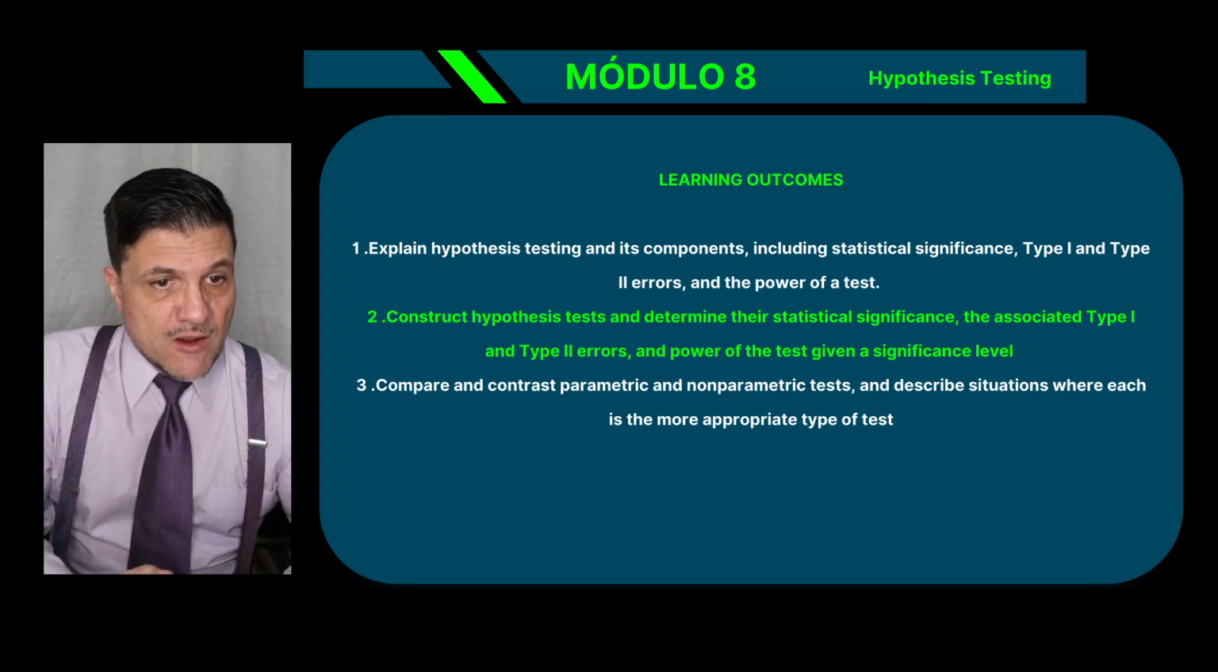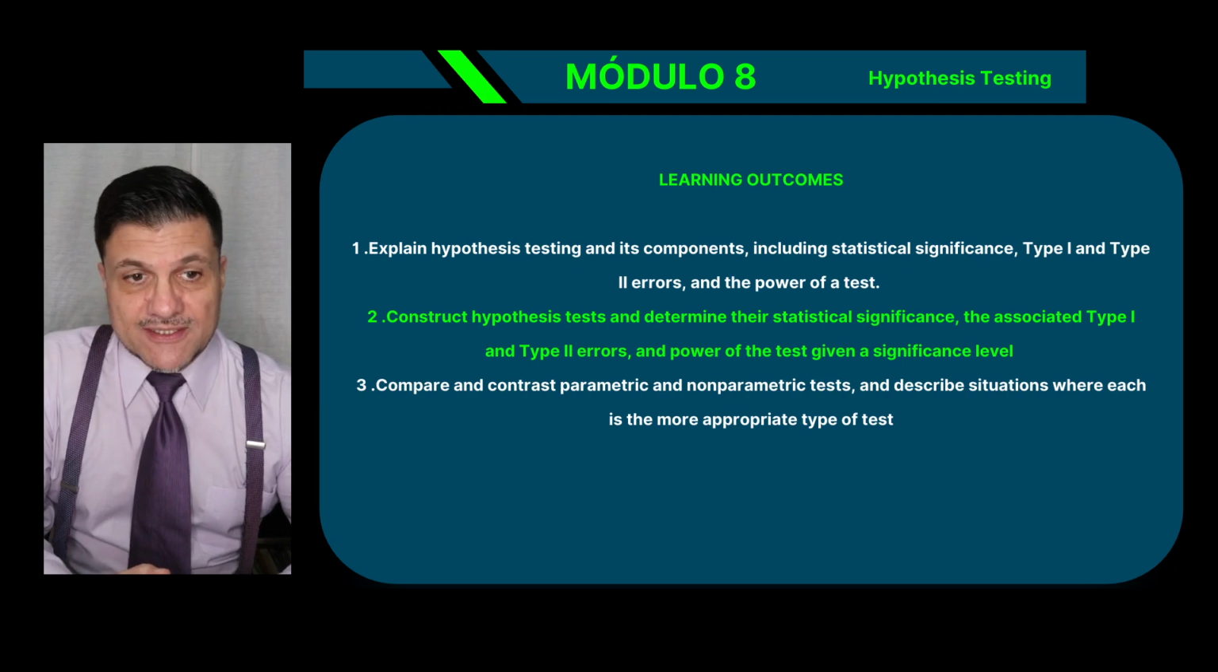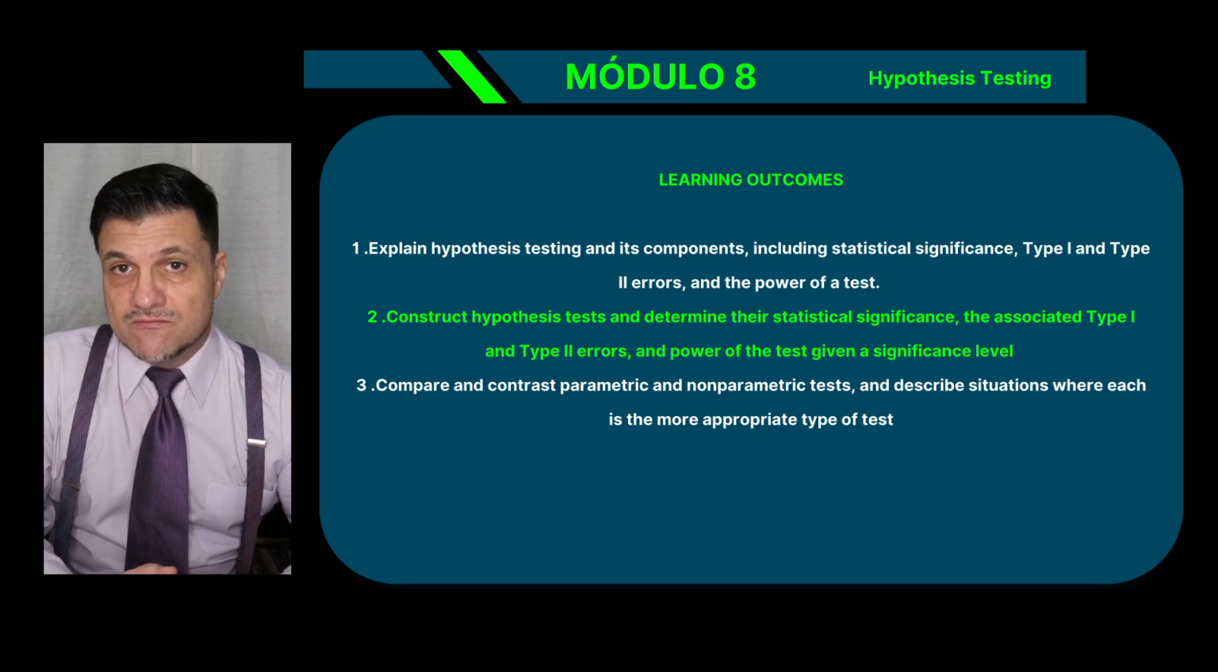Okay? All right. The second learning outcome is to construct the hypothesis test. I'm going to show you the steps. There are 6 logical steps that, if you understand, I wouldn't even say memorize, I would say understand, will be very helpful to get this whole idea about the hypothesis test.